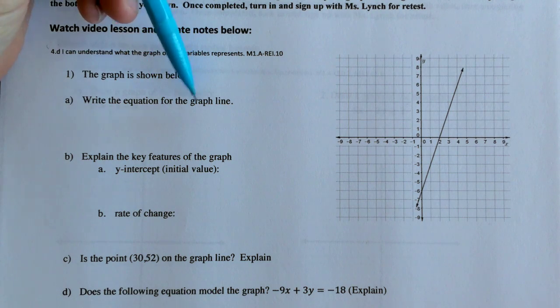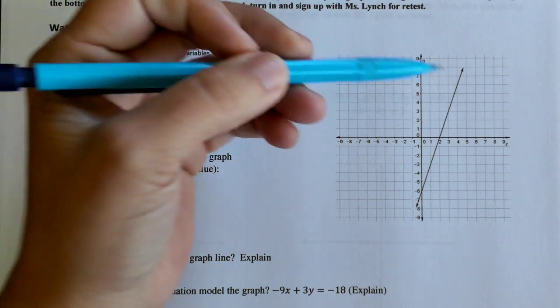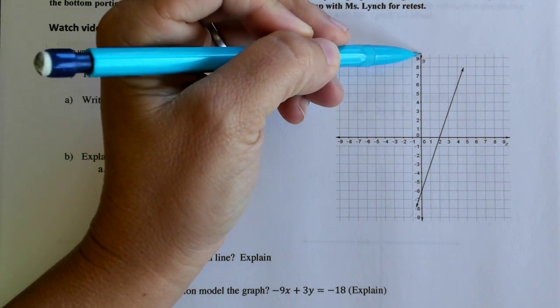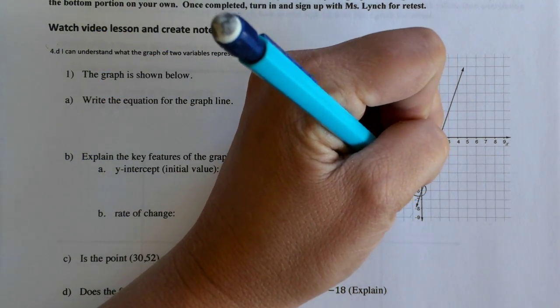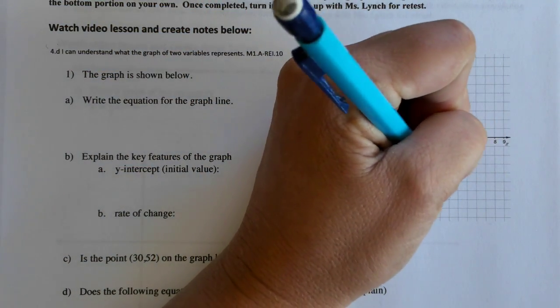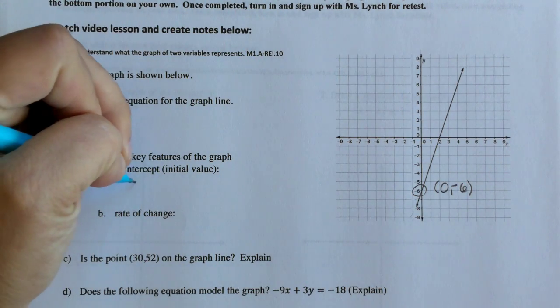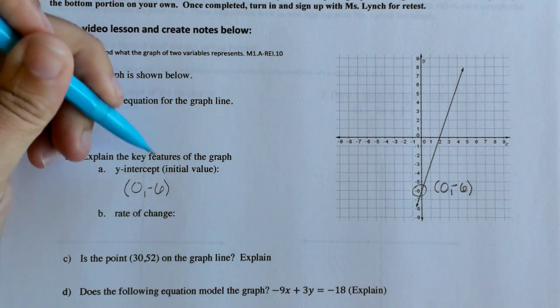So to write an equation, you need to find both the y-intercept and the rate of change. The y-intercept being the point where the graph line comes down and passes the y-axis. So this is the vertical y-axis. And that point is right here. And that coordinate pair is (0, -6). So I'm going to go ahead and label that right here, (0, -6). It's a key feature that's important.